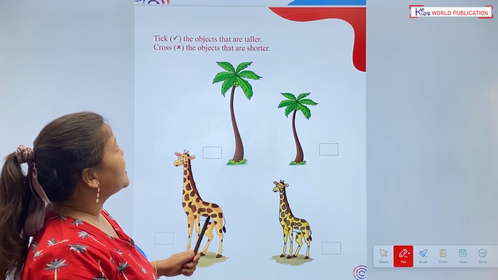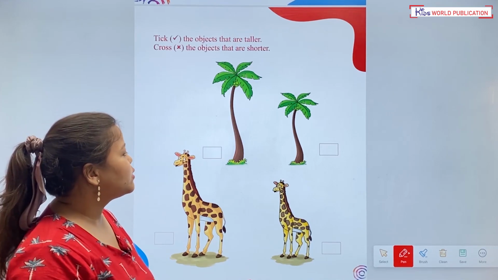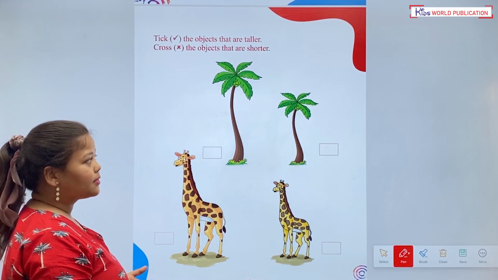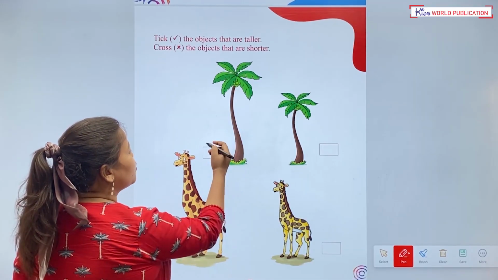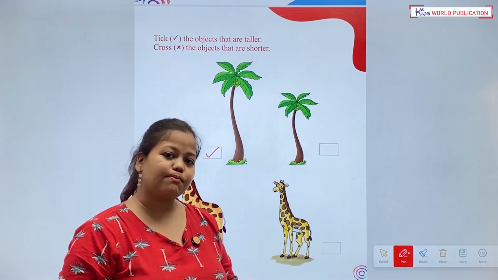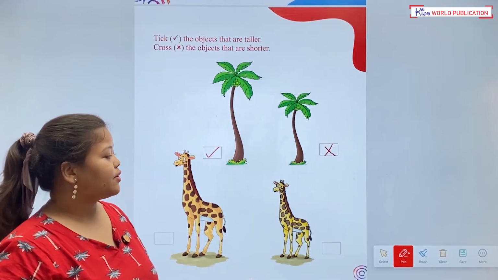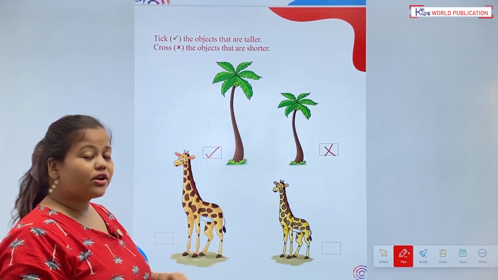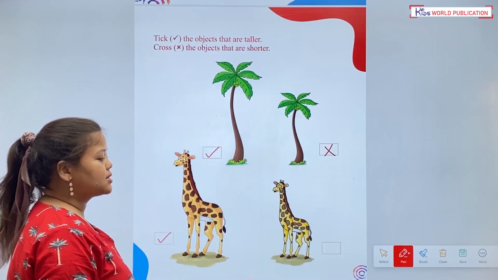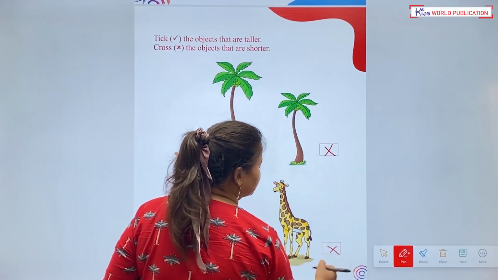Take the objects that are taller, cross the objects that are shorter. So, there are two coconut trees. Which tree is taller? This tree is taller, so we will tick the box. And this coconut tree is smaller, so we will cross the box. This is the picture of giraffe. So, which giraffe is taller? This giraffe is taller, so we will tick the box. And this giraffe is shorter, so we will cross the box.